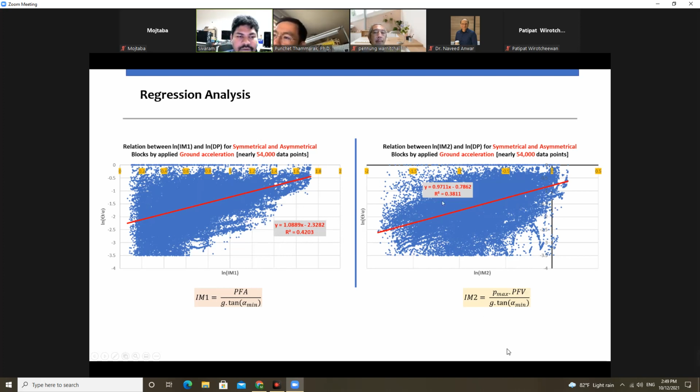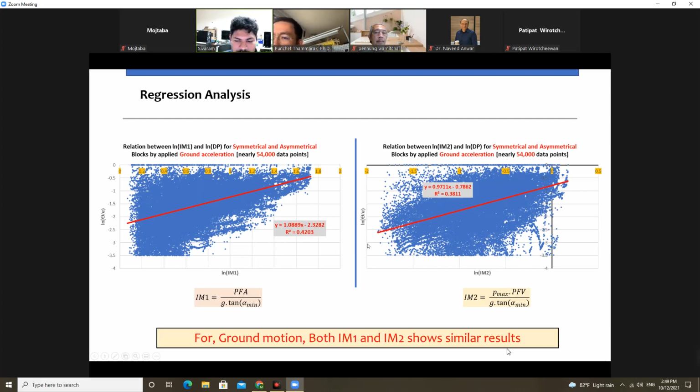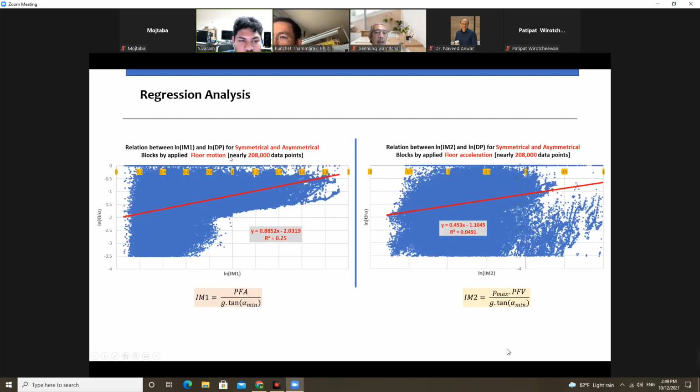But when we consider the floor accelerations, the amount of data points is much higher, and for the R squared prediction also, IM1 has a higher value than IM2.